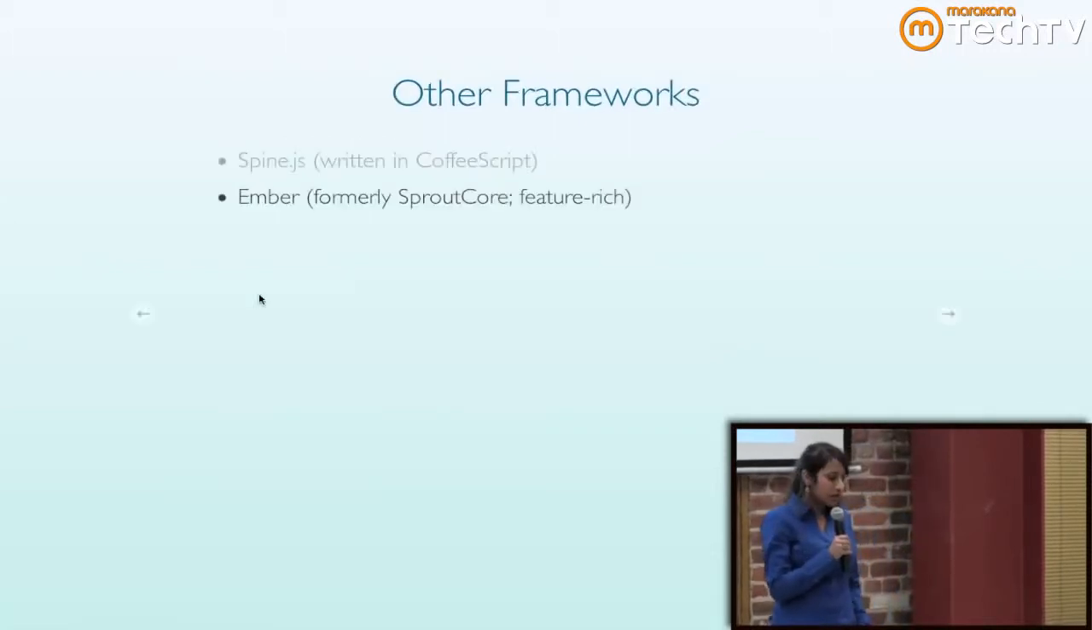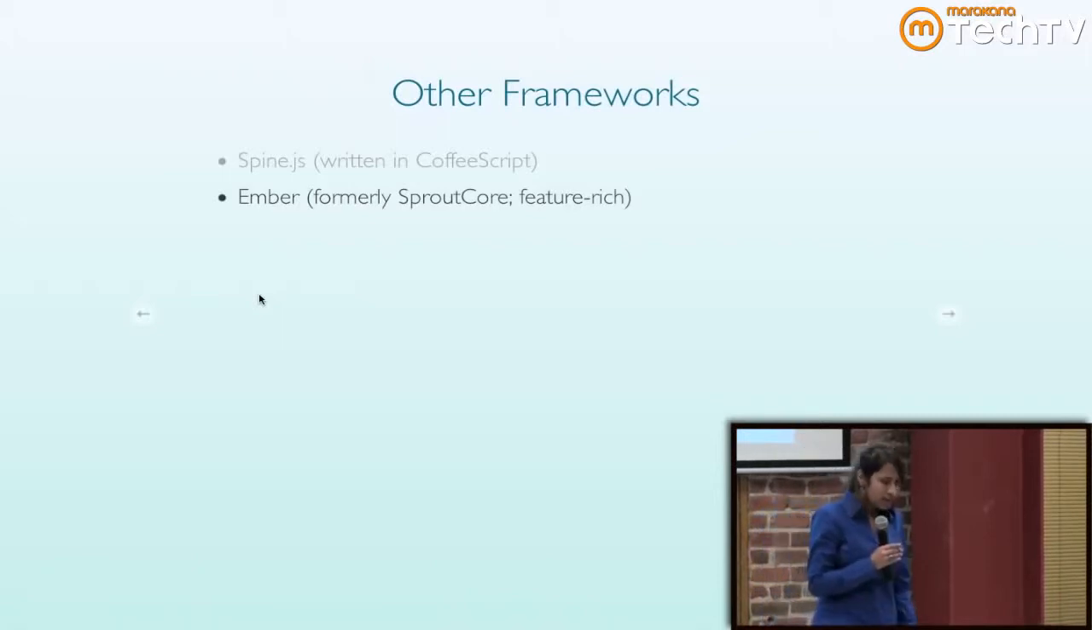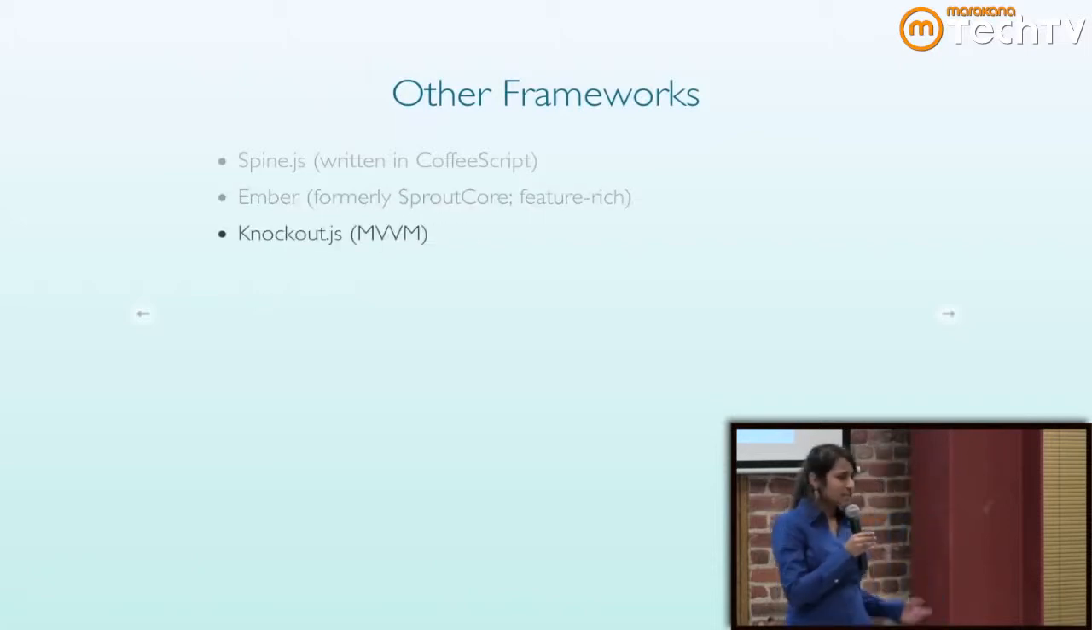Ember used to be SproutCore. It's really feature rich. There's a lot going on for it. It follows a lot of the convention over configuration, so if you're into Ruby, maybe that's your thing. Knockout is a little different from the rest of them because it's not MVC, it's MVVM. What Knockout really does well is that it excels at data binding templates. There's like a whole scripting language in the HTML, so you can bind things really well.